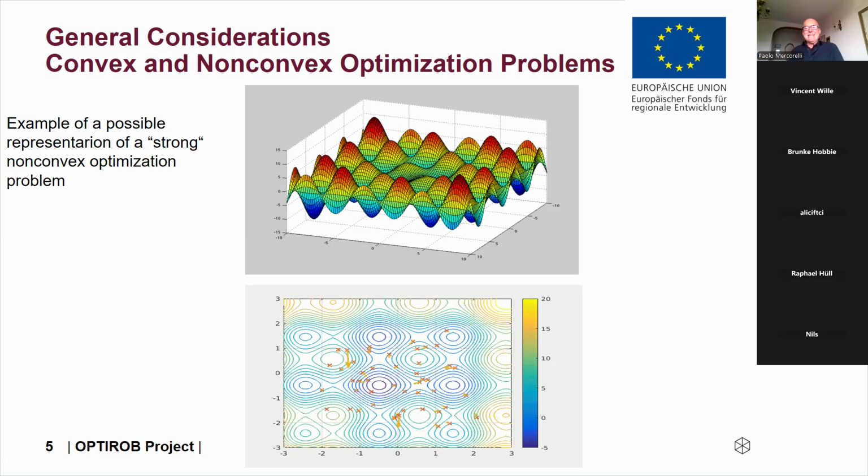Look at the second picture in the lower part of the slide. The second picture in this slide, in the lower part, is basically a map of the first picture seen from above. I don't know if you know the concept of level curves. Level curves. Try to imagine the picture in the upper part.